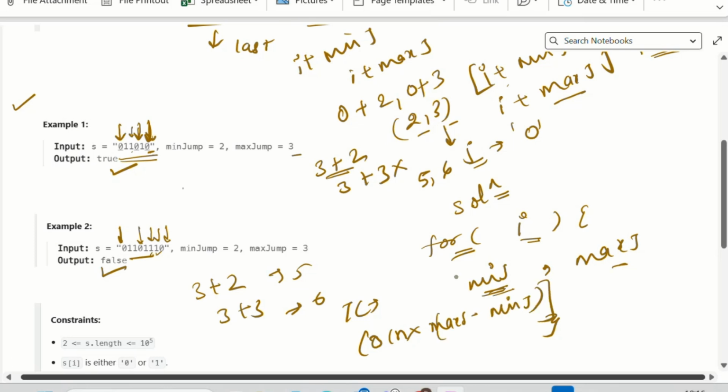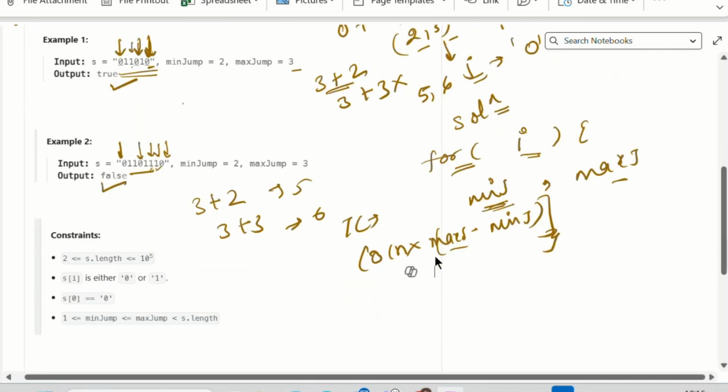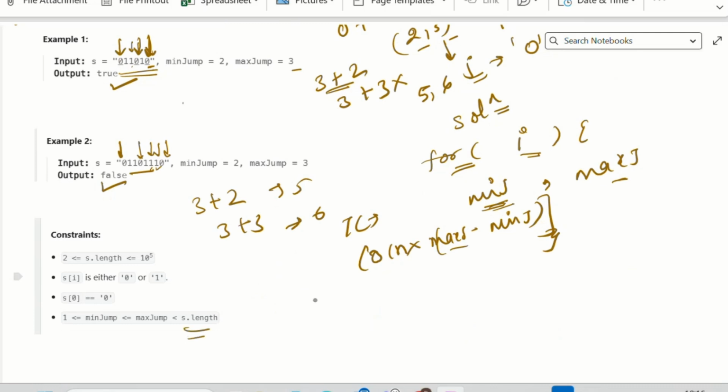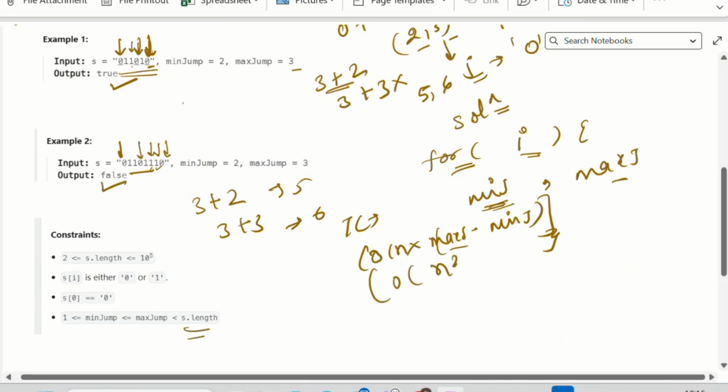And this maximum and minimum we will see in the constraint. It is equal to s.length. So basically this will be equal to n square. But s.length can be less than or equal to 10 to the power 5.